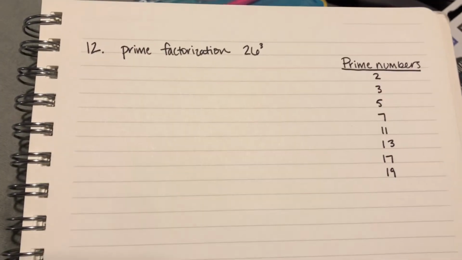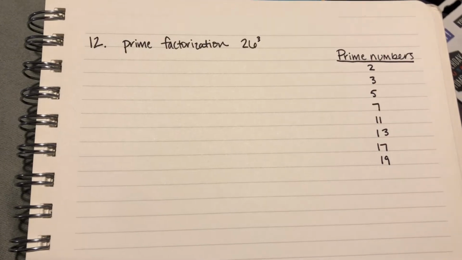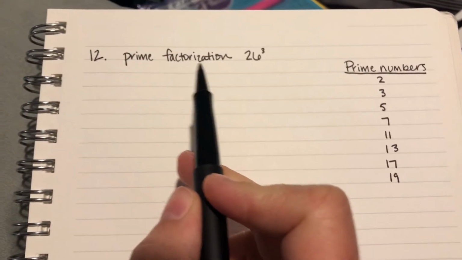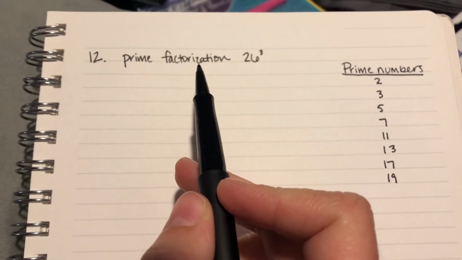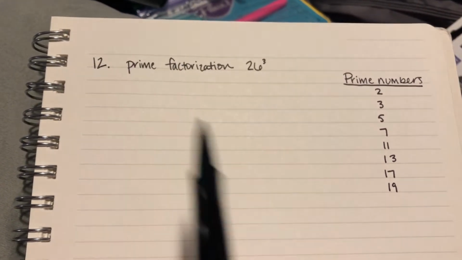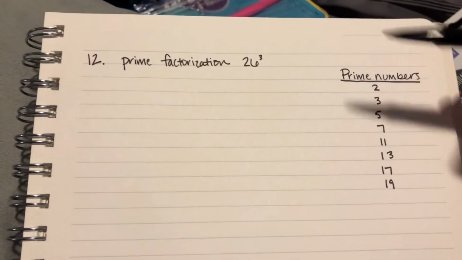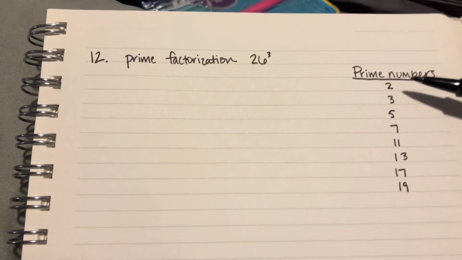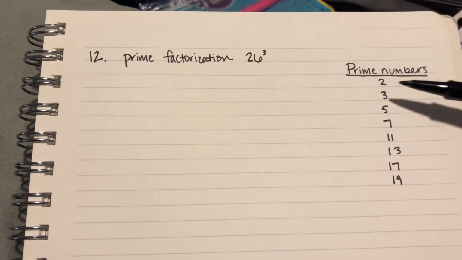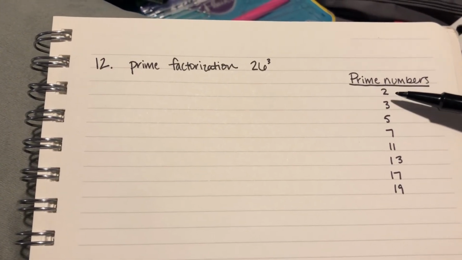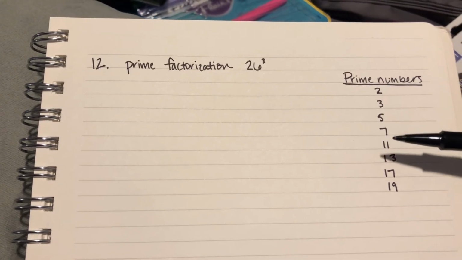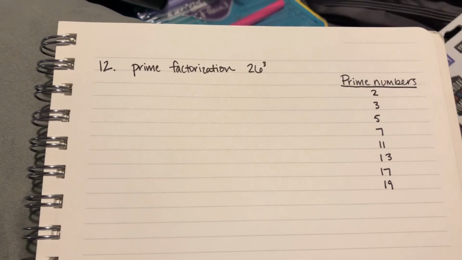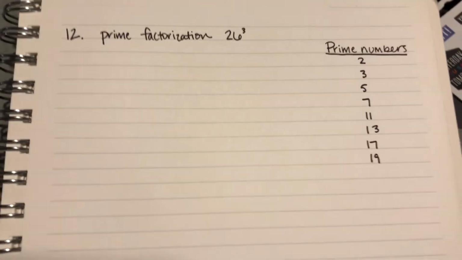Okay, number 12 asks you to do prime factorization. So breaking that down, factorization just means you're breaking it into the factors, so things that multiply to get a number. Prime factorization means that you're looking for the prime numbers you multiply to get those numbers. Prime numbers, remember, are the numbers that you can only divide by 1 and themselves. So the ones up through 20 are 2, 3, 5, 7, 11, 13, 17, and 19, because those numbers can't be divided evenly into anything else.